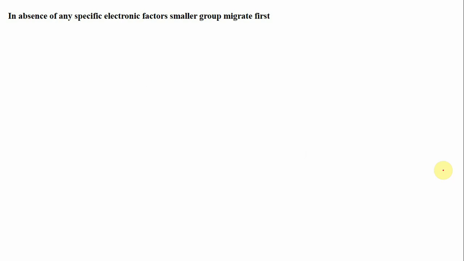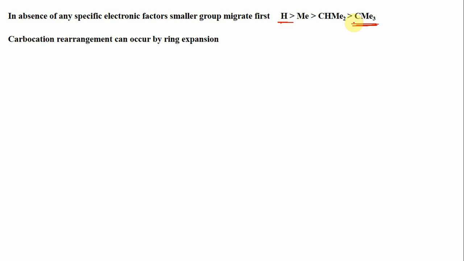Now, in the absence of any electronic factors, for the tendency of migrating, the smaller the size of the group, the more will be its migrating tendency. So, according to that, hydrogen will have the maximum tendency to migrate, while this butyl group will have the minimum tendency to migrate.